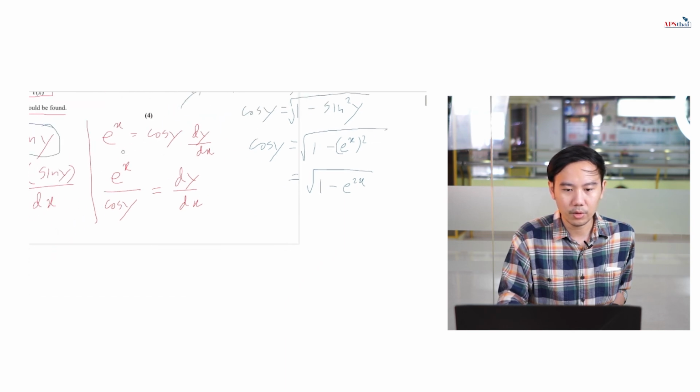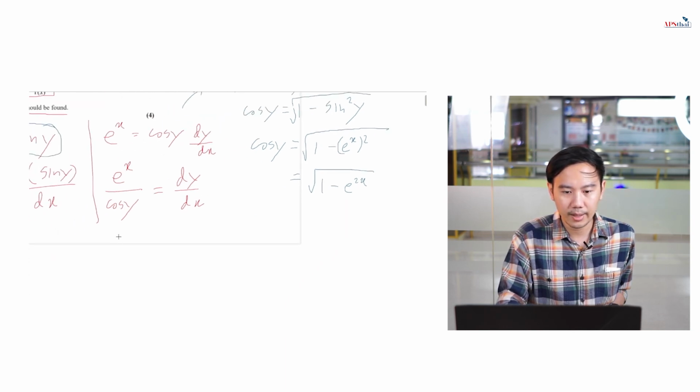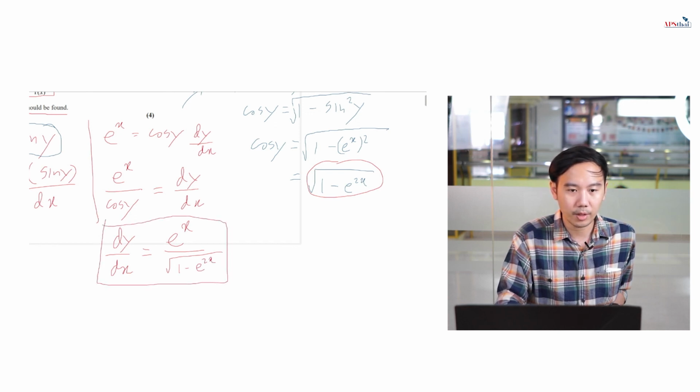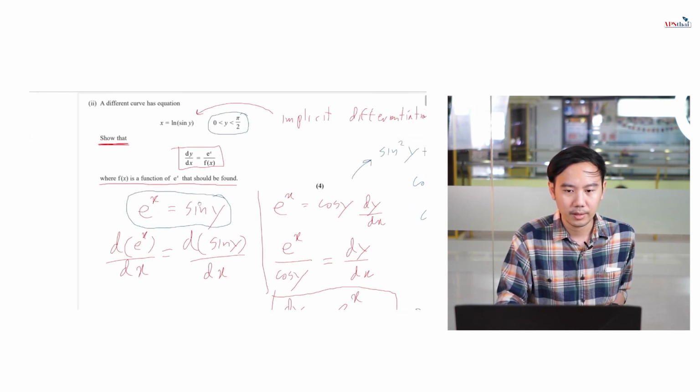And then I can go here and say that dy by dx is e raised to the power of x divided by cosine y, but we replace it with this thing, the square root of 1 minus e to the 2x, and then we are done. We have ourselves the completed answer, with this form being the f(x) that they want in the question, and then we are done. 4 points.